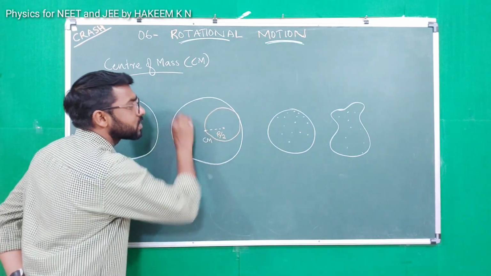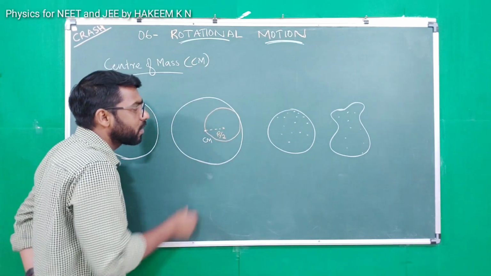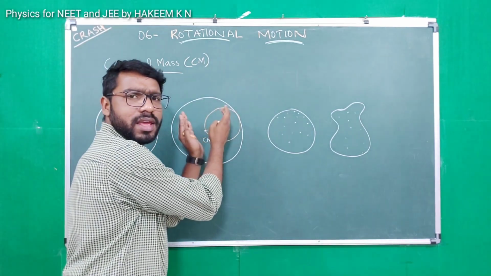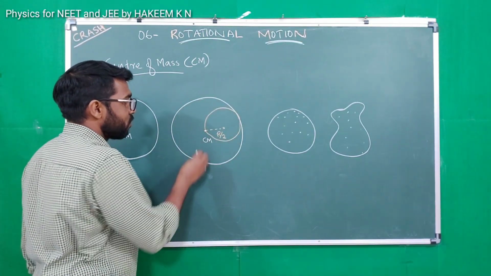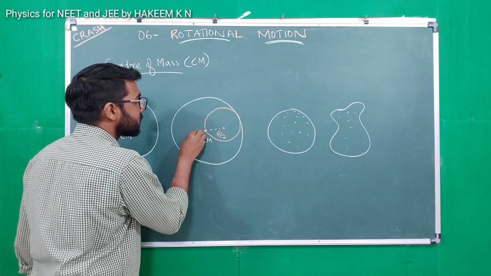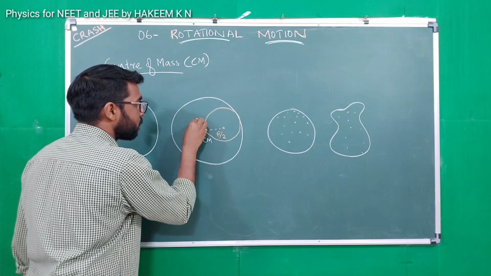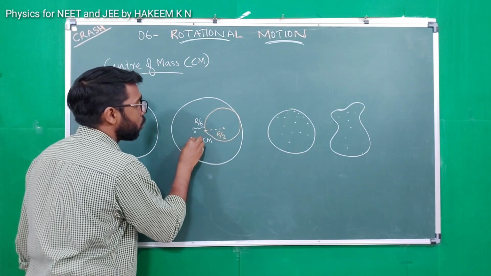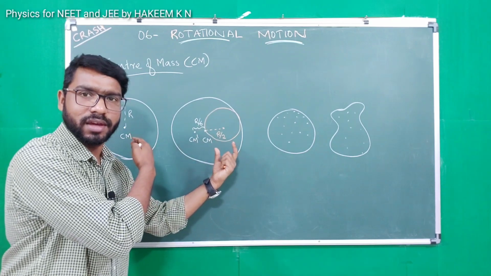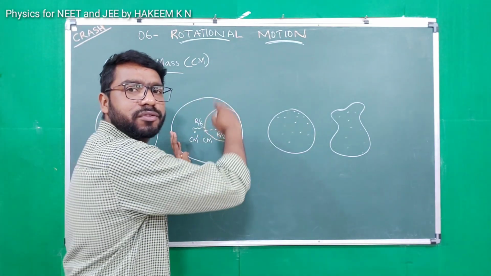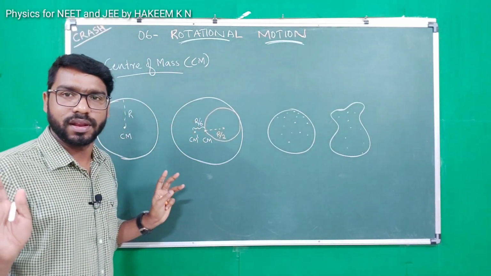Initially, this was the center of mass of the whole sphere, its geometric center. If a sphere of radius R by 2 is cut out of the solid sphere, then what happens to its center of mass? Its center of mass shifts by R by 6 from the old center of mass, to the left if the sphere is cut from the right, or to the right if the sphere is cut from the left, like that.